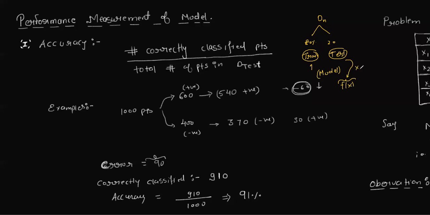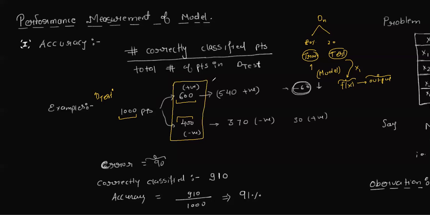Let's call the data x1, x2, x3. It could be any input data, and based on this input data, you get an output. In machine learning, we call the output the predicted value. Now, to understand accuracy, suppose we have 1,000 points in the test data. Out of these 1,000 points, let's suppose we have 600 positive points and 400 negative points.